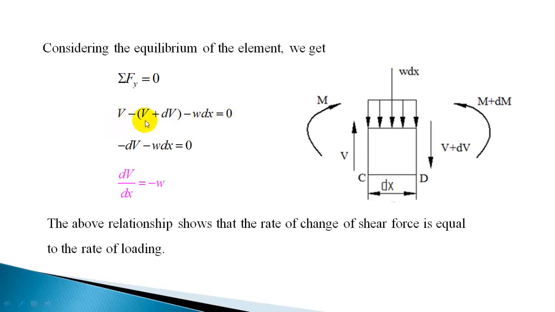Here V minus V cancels, and you get minus dV minus W dx is equal to 0. If you rearrange, you will get dV by dx is equal to minus W. This is the relationship between shear force and rate of loading. So this shows that the rate of change of shear force with respect to distance is equal to minus the rate of loading.